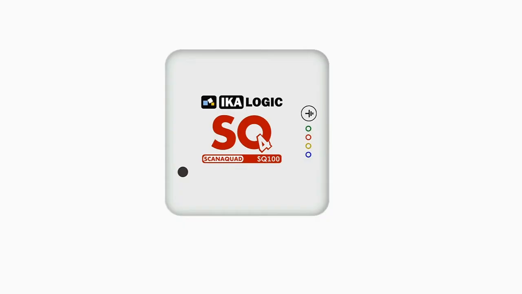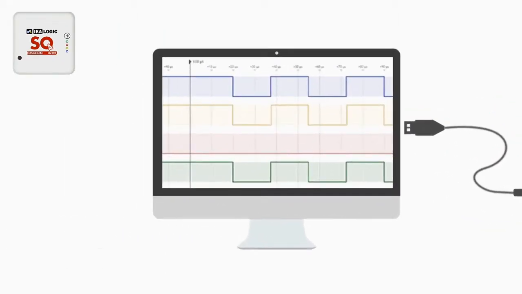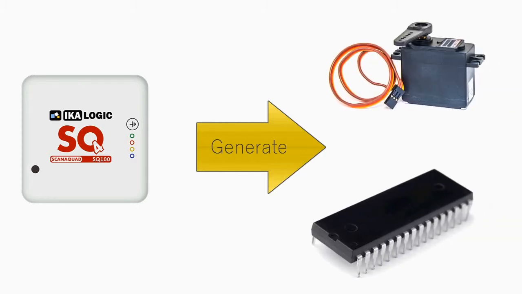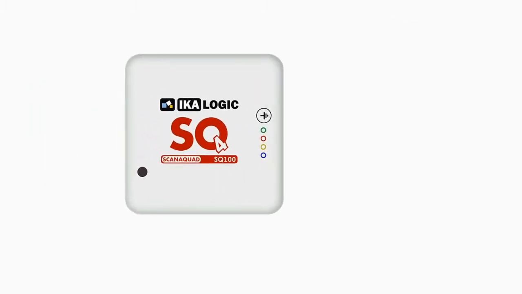ScanaQuad logic analyzers are tiny but powerful tools that let you analyze logic signals. What makes ScanaQuad even better is its ability to generate digital patterns. Those patterns can be used to test your equipment without having to build costly prototypes. In this tutorial, I'm going to show you how to get the best out of ScanaQuad's pattern generator.